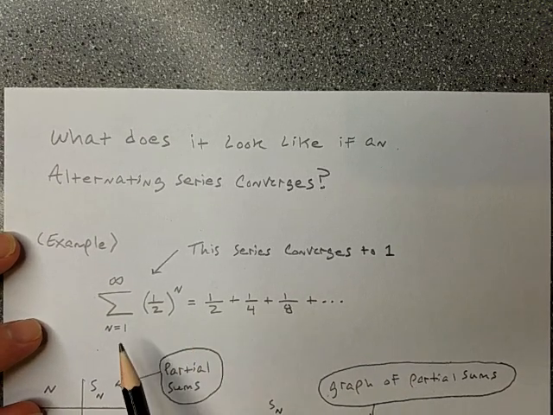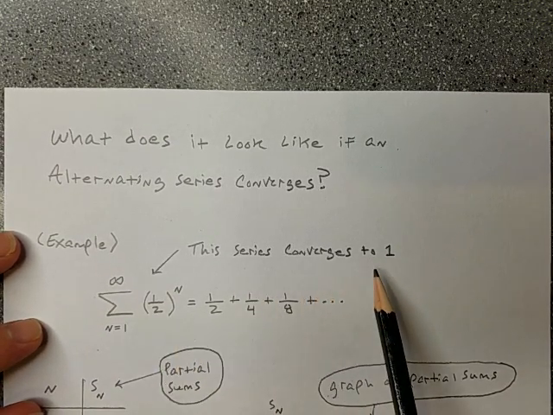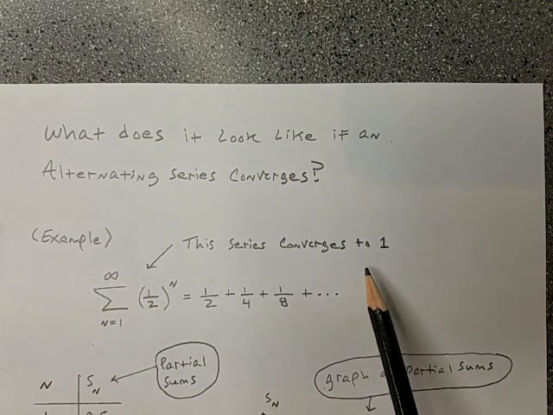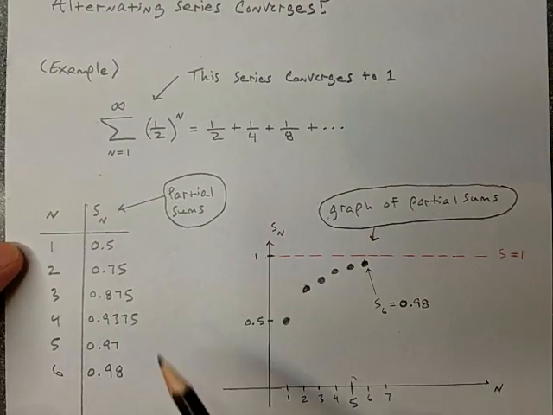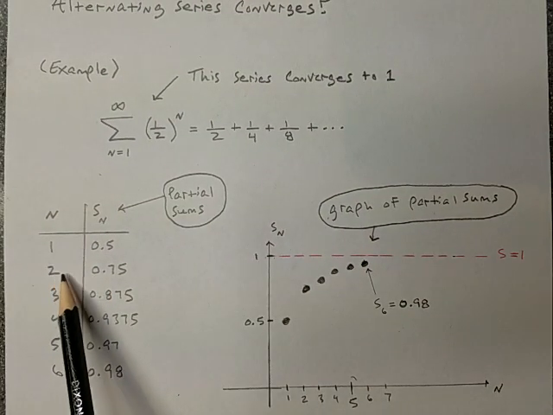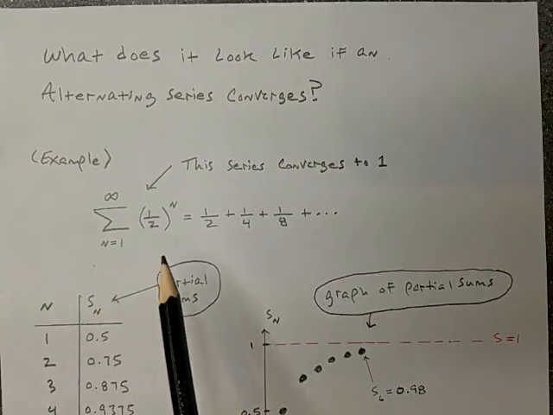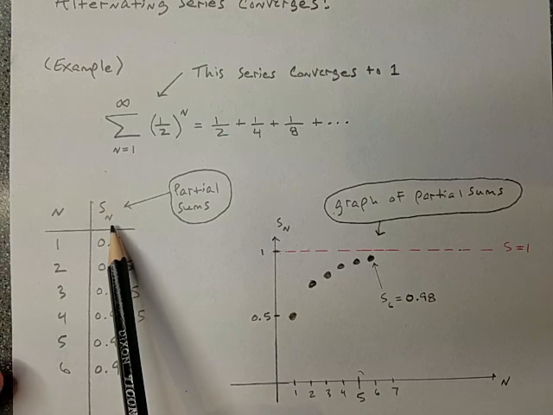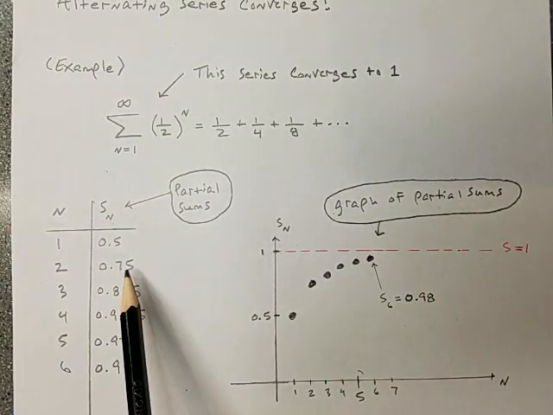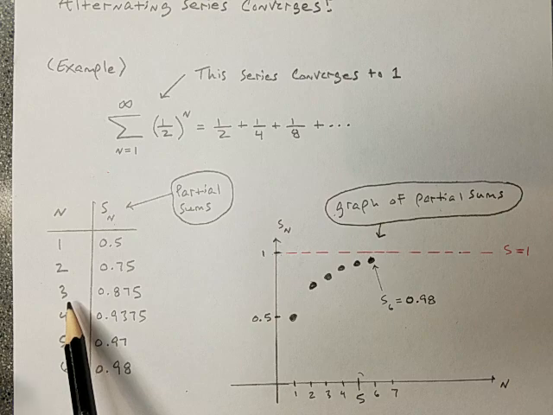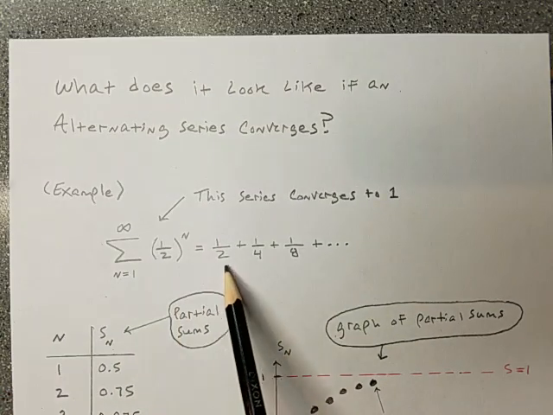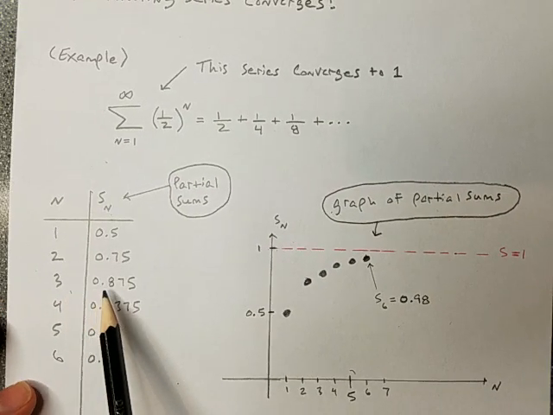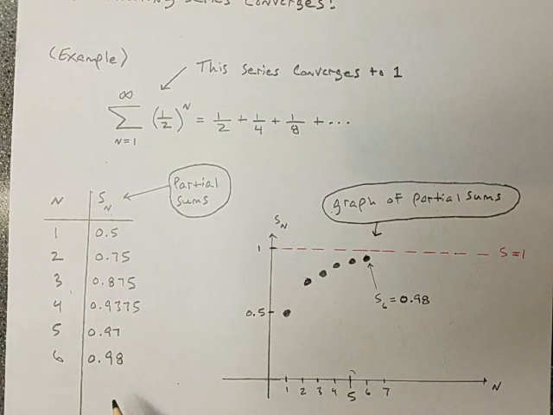Okay, so here's a series. This series converges to 1. What does that look like? Or what do we mean when we say it converges to 1? Well, you can look at the partial sums. If you add the first two terms of the series together, meaning you take 1/2 plus 1/4, you'll get the second partial sum, S2, and that will be 0.75. If you add the first three terms of the series together, that would be 1/2 plus 1/4 plus 1/8. That would be the third partial sum. You'll get 0.875. Now let's say you keep going.